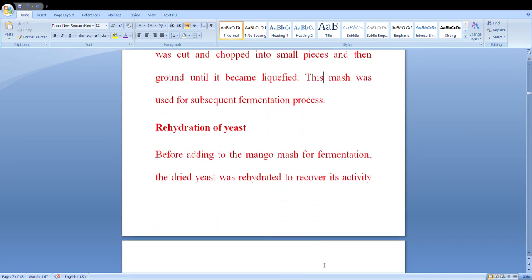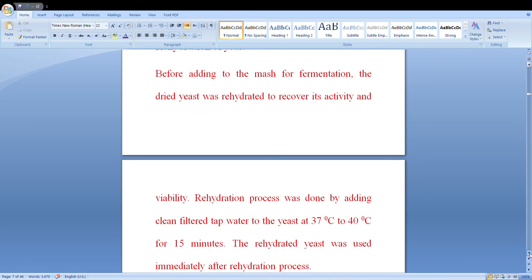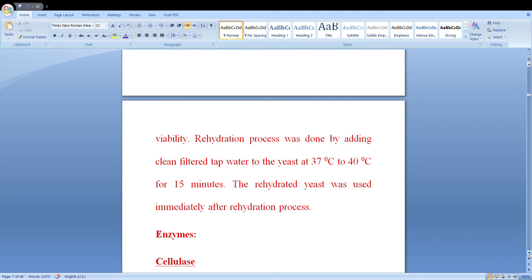Rehydration of yeast. Before adding to the fruit mass for fermentation, the dried yeast was rehydrated to recover its activity and viability. The rehydration process was done by adding clean filtered tap water to the yeast at 37 to 40 degrees centigrade for 15 minutes. The rehydrated yeast was used immediately after the rehydration process.